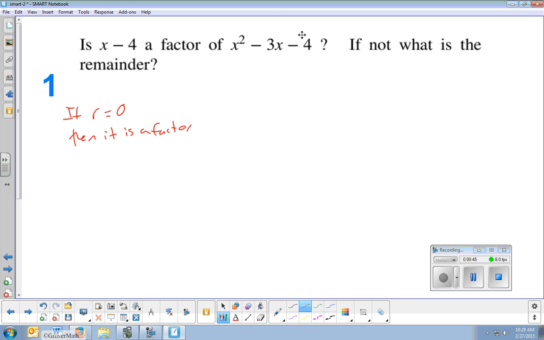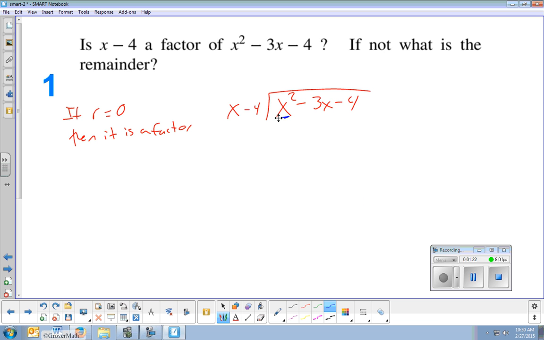So if I do x squared minus 3x minus 4 divided by x minus 4, and I end up with a remainder of 0, like we've had, then the answer is yes, x minus 4 is a factor, which means that x equals 4 is a root. But if I do this process and I end up with anything besides 0, like 5, 12, 13, then that means the answer is no. And that remainder is what we're talking about here. So let's do this problem here.